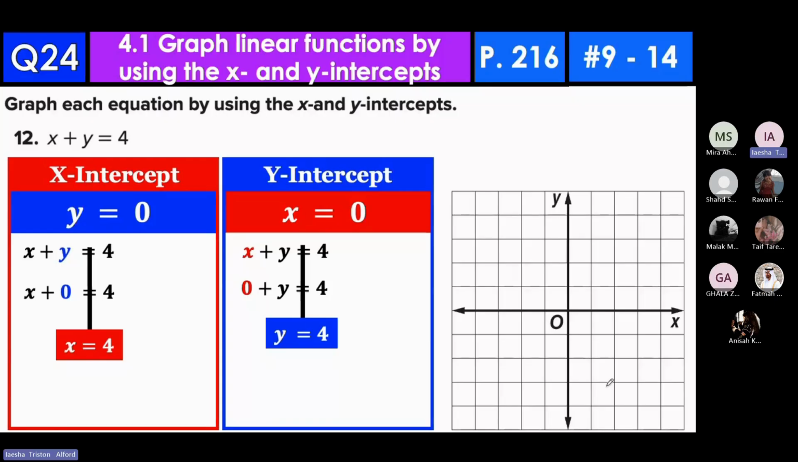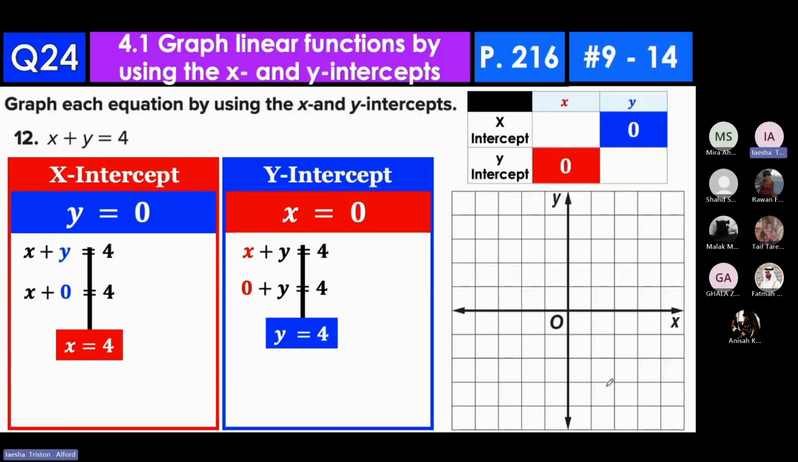Part 3, you have to put the points in the graph. So your x-intercept is positive 4. It means you should go right 4 units. Starting at 0, count 4 to the right. 1, 2, 3, 4. You put your point here. Make sure you label it.